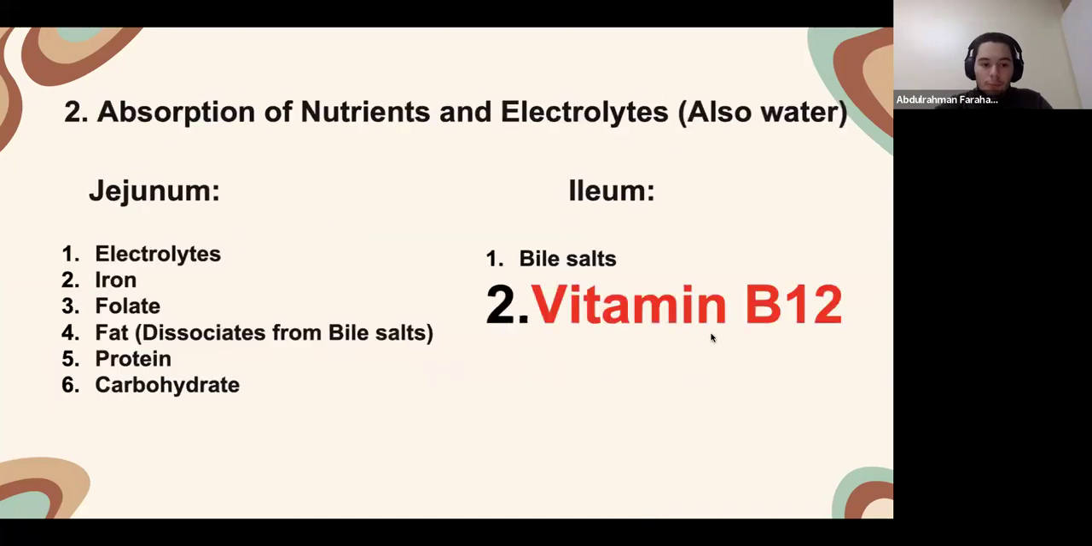Now, moving on to absorption, here there's something really important you guys should keep in mind. For the jejunum, it's pretty general. There's a lot of stuff. Almost everything gets absorbed in the jejunum: electrolytes, iron, folate, fat, proteins, carbohydrates, whatever. The most important thing to remember would be vitamin B12. You should know that vitamin B12 gets absorbed in the ileum.